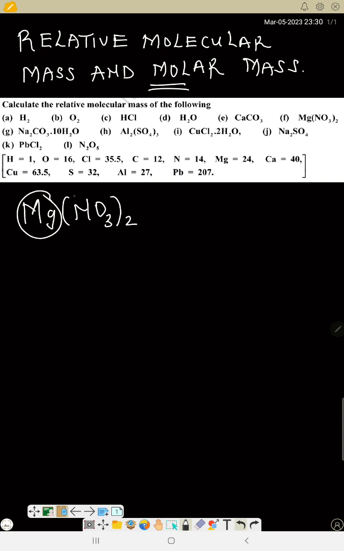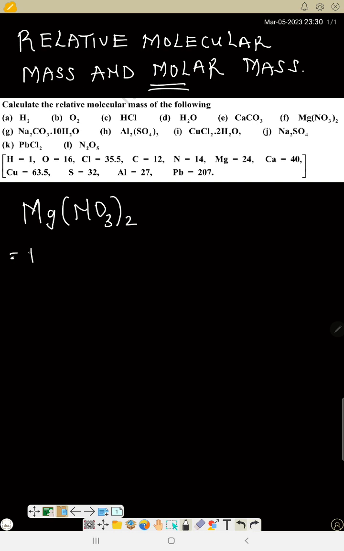So this is magnesium, this is nitrate, so it's magnesium nitrate. This subscript is because the valency of magnesium is 2. In the name, we just ignore the valency. So it is magnesium nitrate, or magnesium trioxonitrate(V), because I know NO3 is trioxonitrate(V).